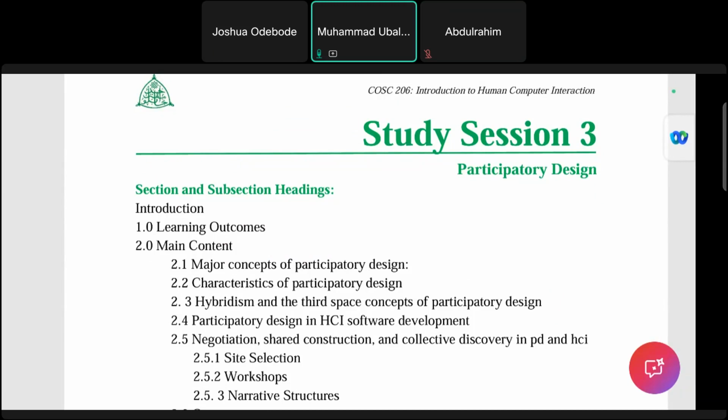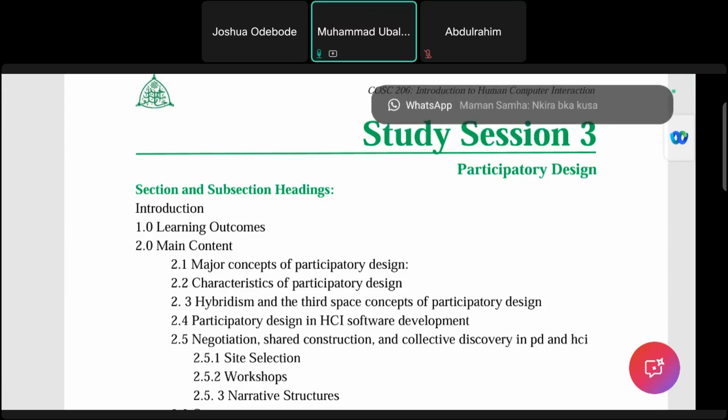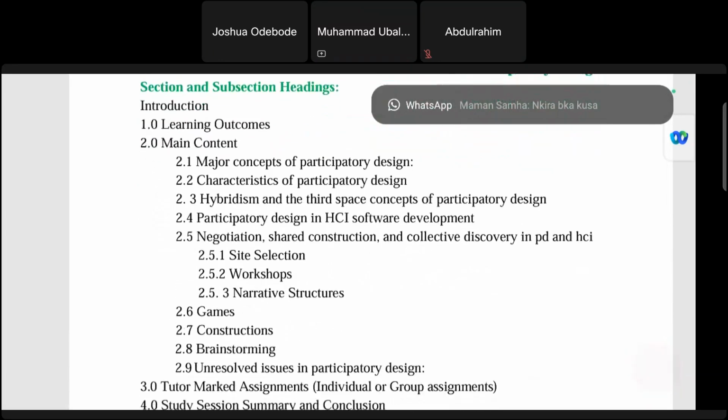So today we'll be looking at another chapter or another study session, which is titled Participatory Design. Now, in the previous lecture, we had a thorough discussion about the evaluation techniques. And today we'll be looking at participatory design, where we'll be looking at some of the headings that you see here.